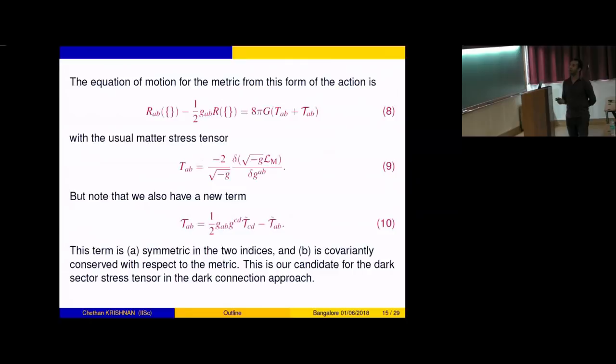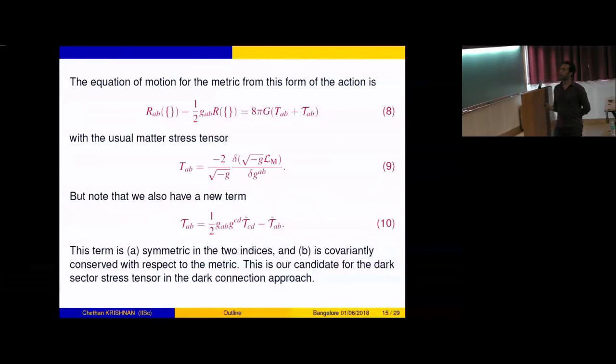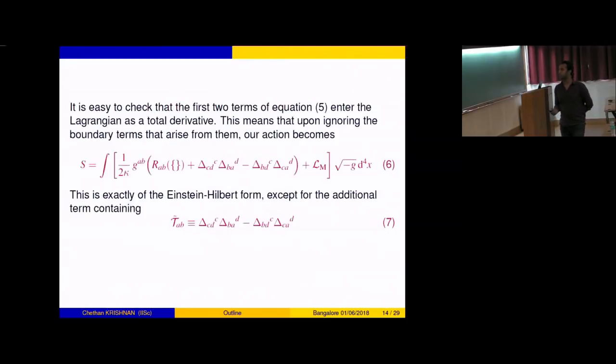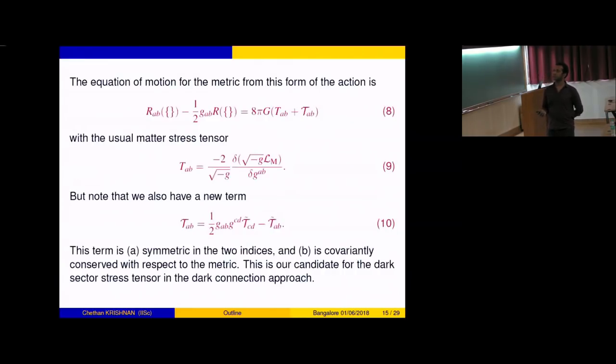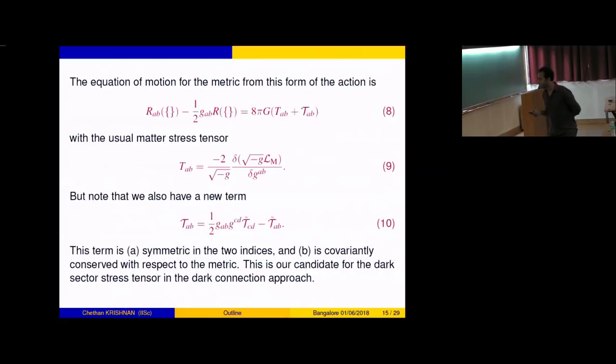So if you vary this action that I wrote down with respect to the metric, then you find this form of your equations of motion. There is an extra piece T_AB sitting here, which we will interpret at some point as some kind of dark stuff. This is just the matter stress tensor. And this T_AB is defined in terms of this T tilde that I talked about as a stress tensor. The two points I want to emphasize are that it's symmetric in the two indices, and it's covariantly conserved with respect to the metric itself, and not covariantized with the full connection. Okay?